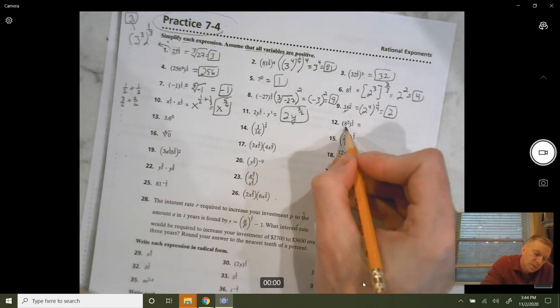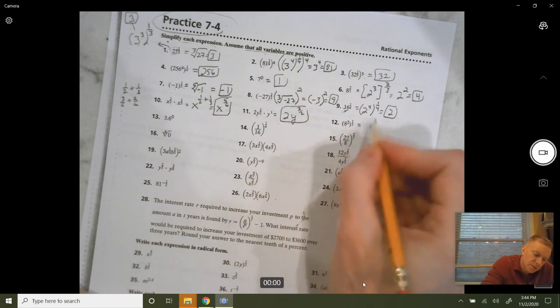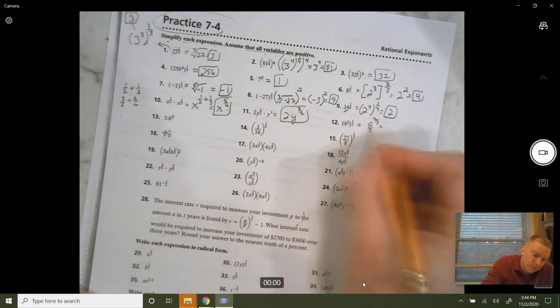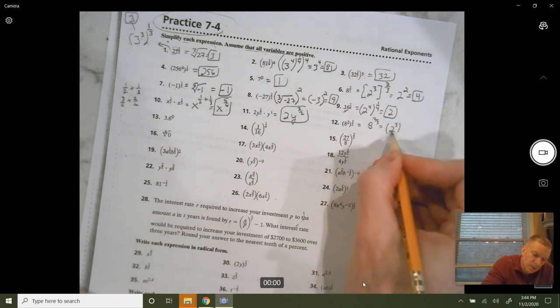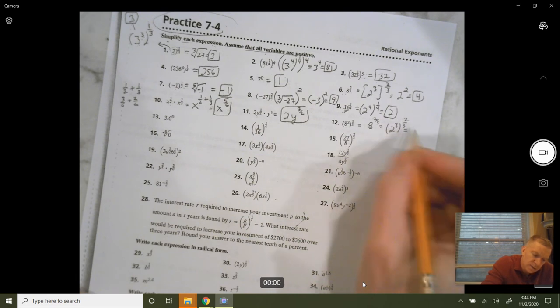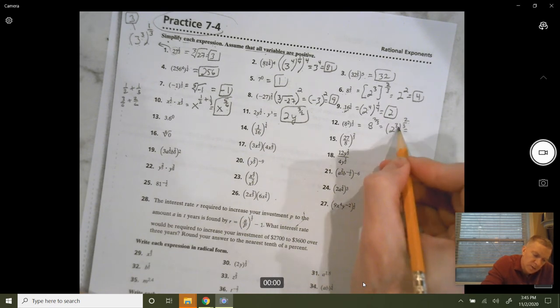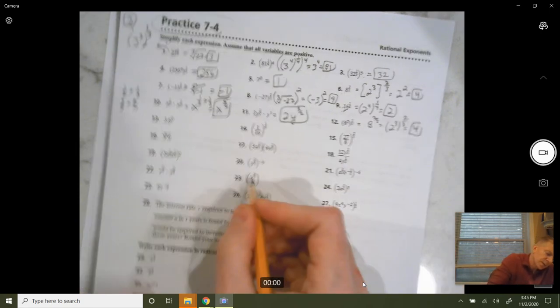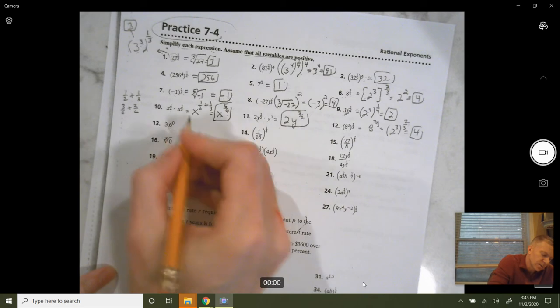Okay, so this gives you 8 to the 2/3. I usually like to write a number as a smaller base. 8 can be written as 2 cubed, and then raise that to the 2/3. Multiplying your exponents, you get 2 to the 2nd, or 4. Next one, 3.6 to the 0 is just 1.